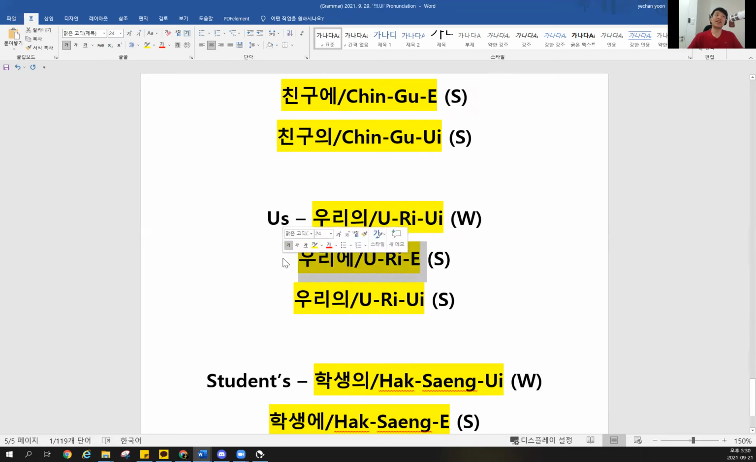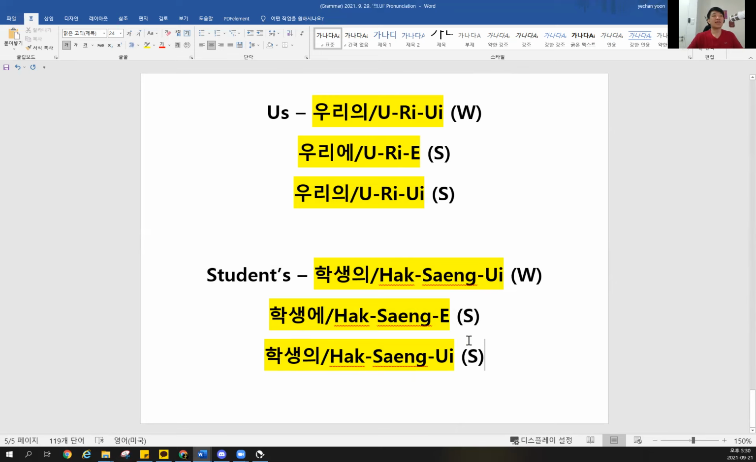How you can say student is 학생, right? So 학생의. But with the pronunciation, how you can say 학생의 or 학생의. You can use both of it. All right, until here, everybody.